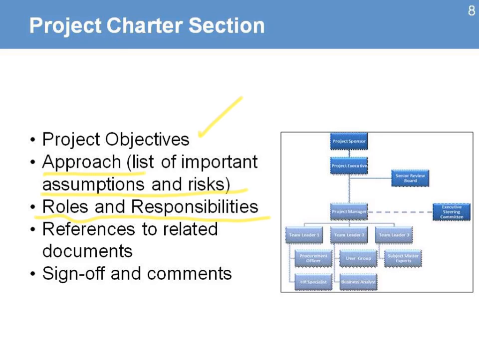It will also sometimes have good references to some related documents like the contract, the project design, and the project approach, or whatever information was used to develop the project, and a section for sign-off comments.